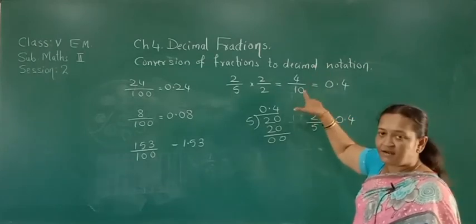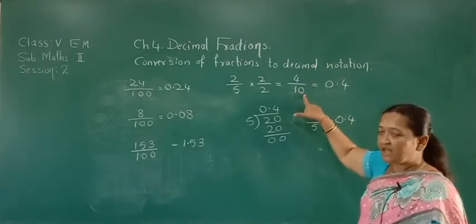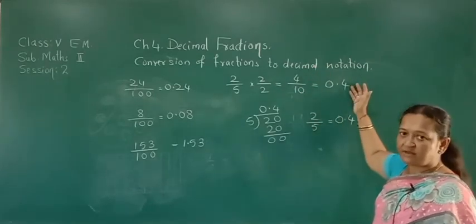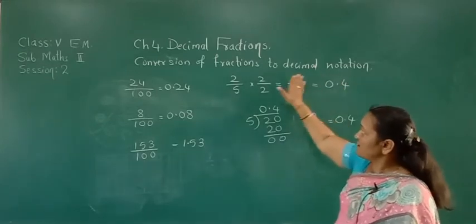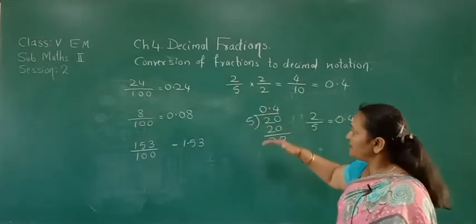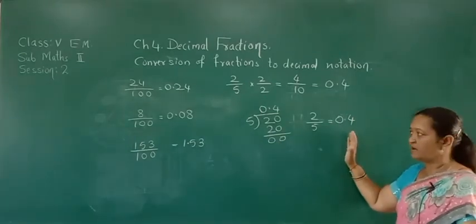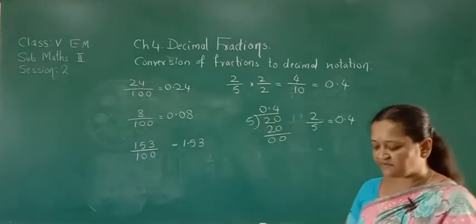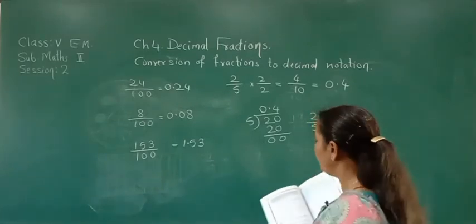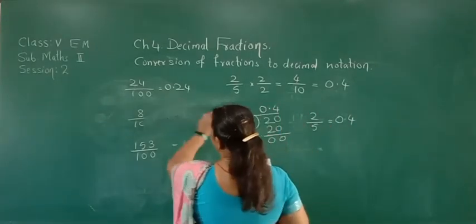Now here in the denominator we have 10. Then easily you can write it in decimal form. Or without converting in this format, directly you can divide and write in decimal form. Let me do some more examples of the same kind. Here suppose 3 by 5 is given.